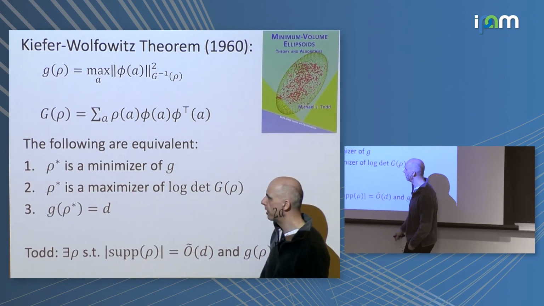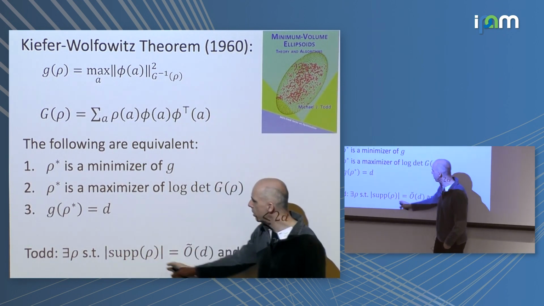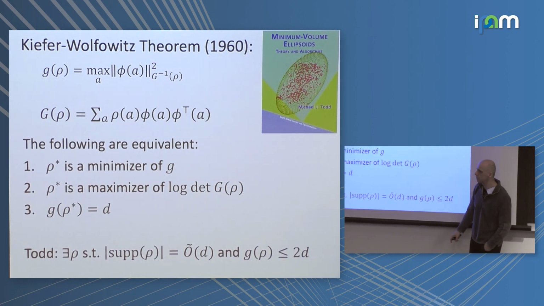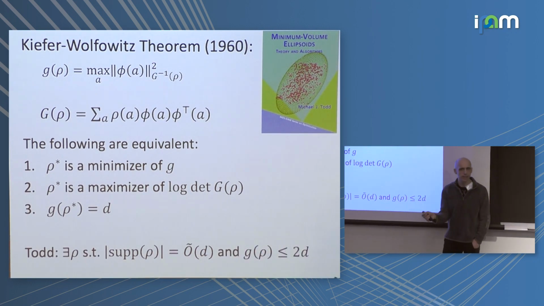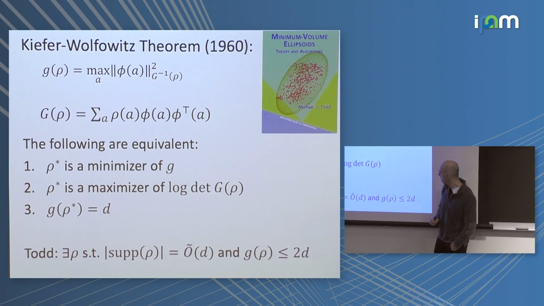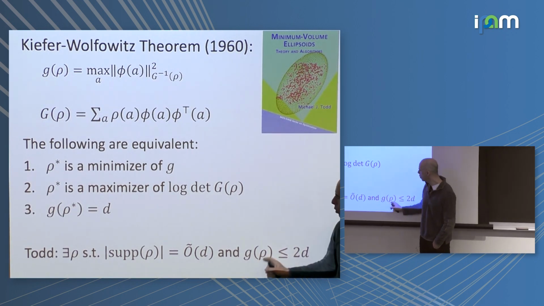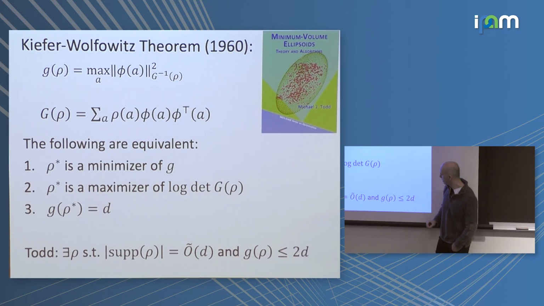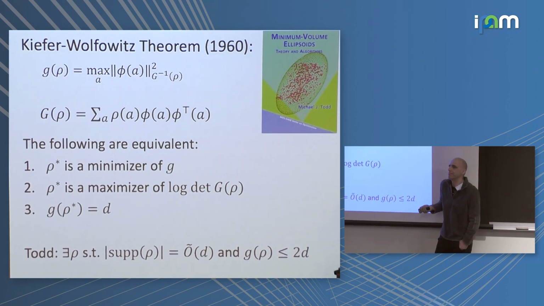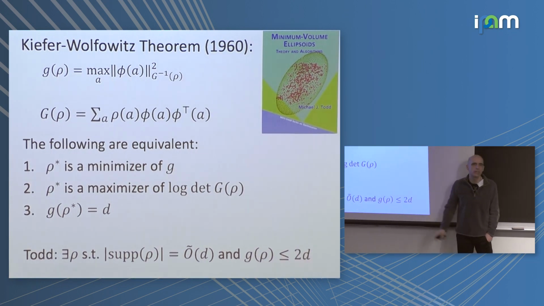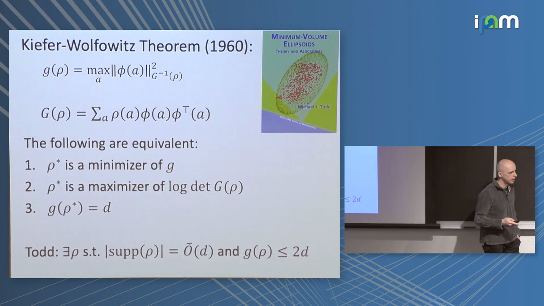It's a Frank-Wolfe-like algorithm that can find you a distribution with a support which has a mildly bigger growth than linear in the number of dimensions, for which the value of this imprecision function, the uncertainty function, is at most 2D. So you're not losing much. You're losing a constant factor of 2. And we always use this solution.